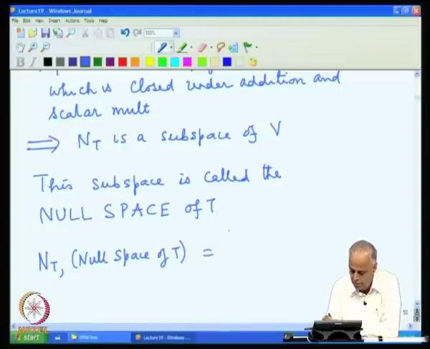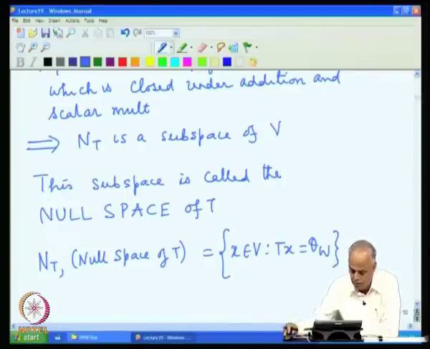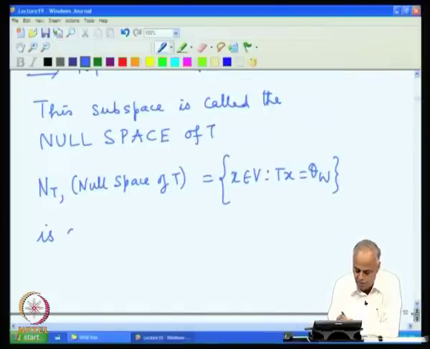the set of all vectors in V such that T x equal to theta w, and this is a subspace of V.